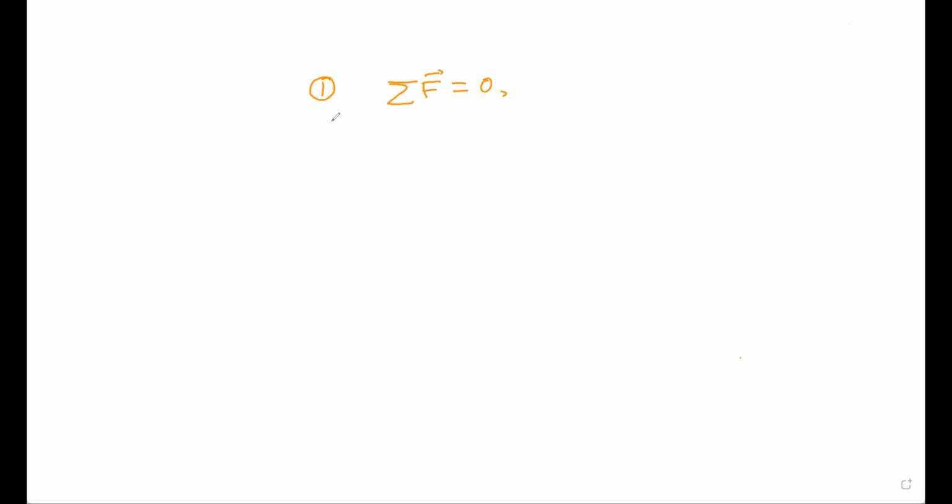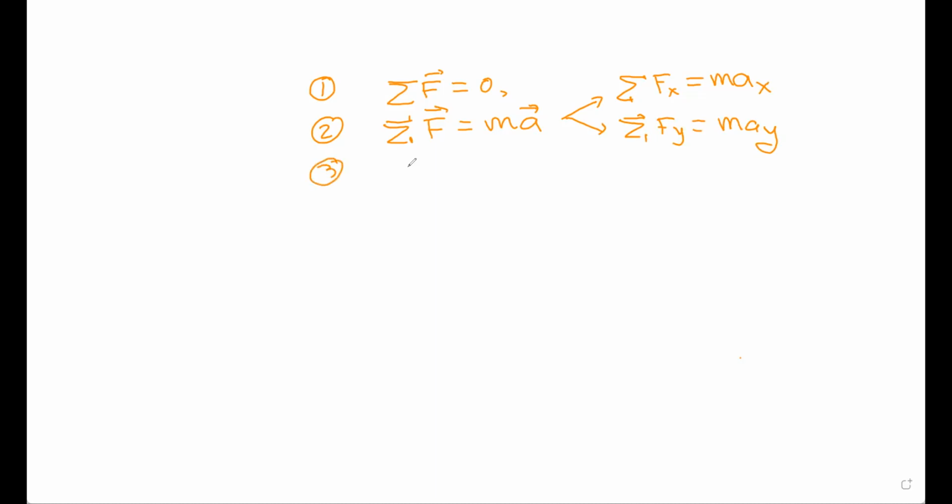The second law is if net force is not equal to 0, then this net force is equal to ma. Force equals mass times acceleration. And actually, to solve a problem, we need to break this into its components, and the x component equation is this one, and the y component equation is this one. So this is Newton's second law. And the third law tells us that every action has its equal and opposite reaction. So these are the three laws.